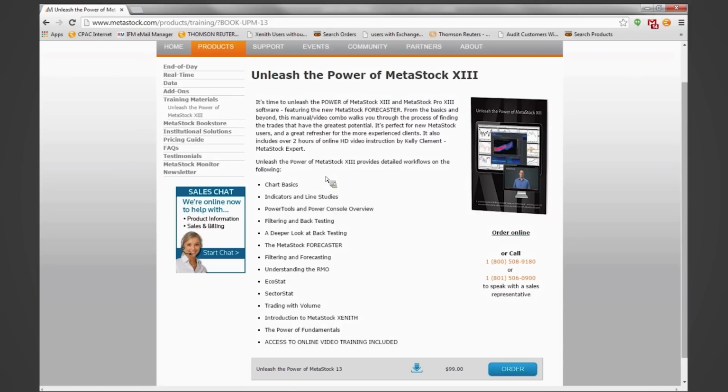Okay, so I covered a few of these workflows today, and I go into more detail with these: how to filter and backtest like we did today, how to filter and forecast like we did today, and an overview of the Metastock forecaster. I'll show you how to do more with backtesting, how to do more with the forecaster, and how to trade with different strategies like the RMO. So you'll get a lot more out of this.